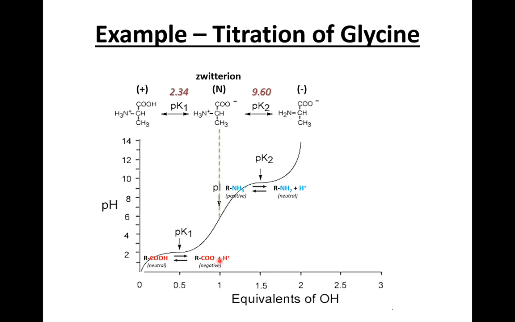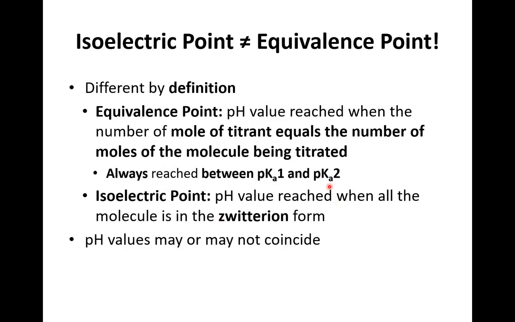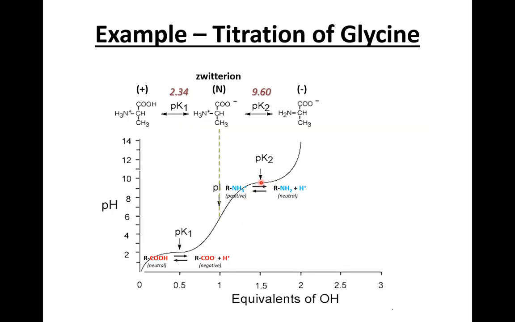Once you have added exactly the same amount, you reach the equivalence point. And this is always between pK1 and pK2. You'll see in the next example too. Always between these two pK. So if you average them, actually you can predict it.